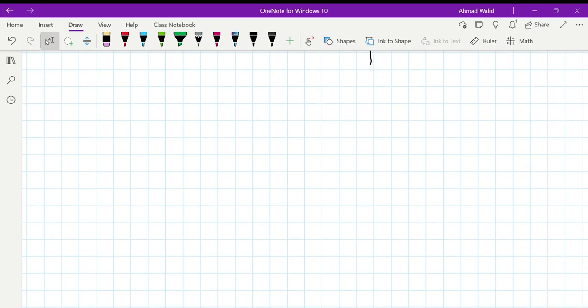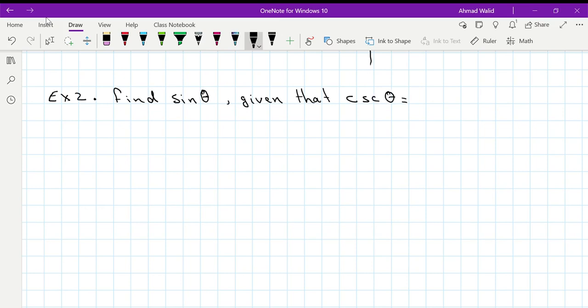Let's do another example. Example number 2. Find sine theta, given that cosecant theta equals negative square root of 12 over 2.